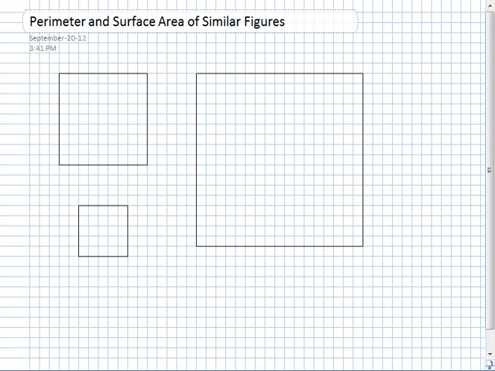Okay, so we have three squares. I'm just going to put some measurements on here. What I want you to do really quickly is find the perimeter, not the surface area, of all three of those shapes, starting with the small one. Then compare the perimeters of the other ones and see if you can find the relationship between the perimeter of similar figures.